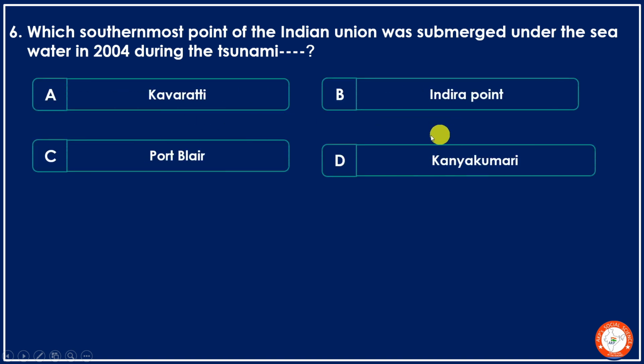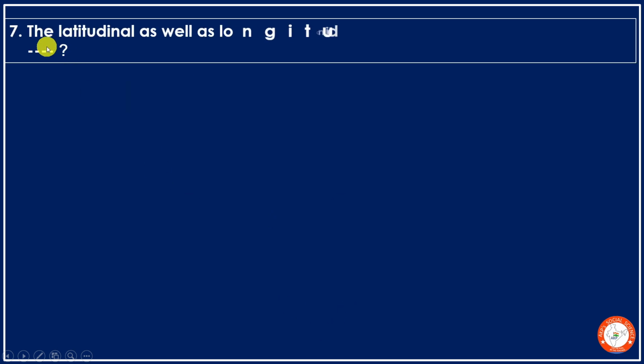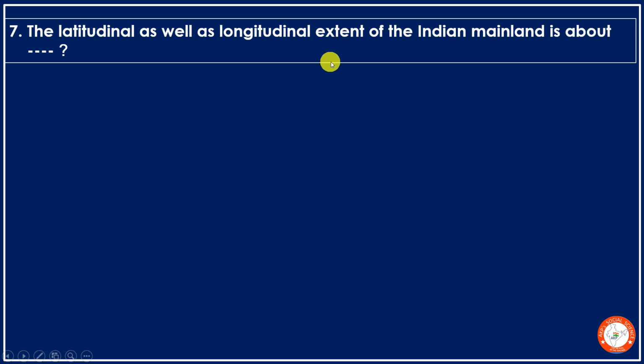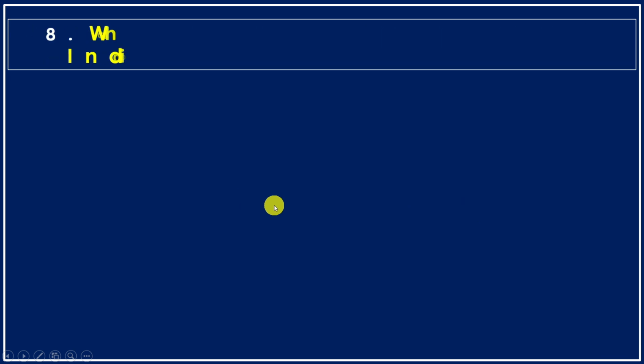Kavaratti, Indira Point, Port Blair, Kanyakumari. The correct answer is Indira Point, which was submerged under sea water during the 2004 tsunami. The latitudinal as well as longitudinal extent of the Indian mainland is about 20 degree, 40 degree, 30 degree, 35 degree. The correct answer is 30 degree.